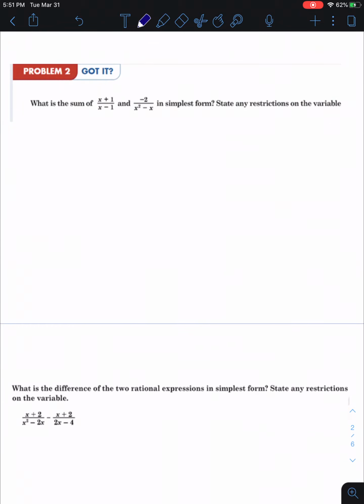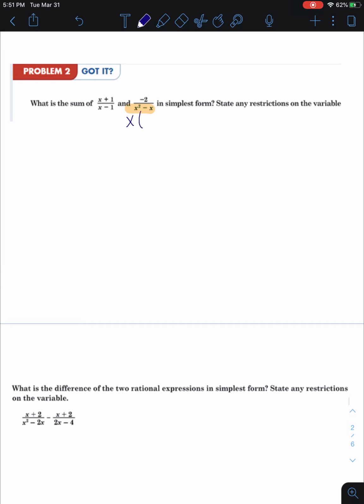All right, now just some factoring and getting some skills there. What's the sum of x plus 1 over x minus 1 and negative 2 over x squared minus x? I'd have to first factor the x squared minus x to find out what my least common denominator would have to be in order to add these up.